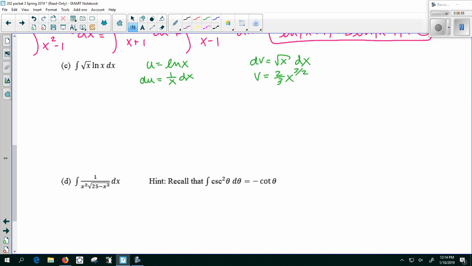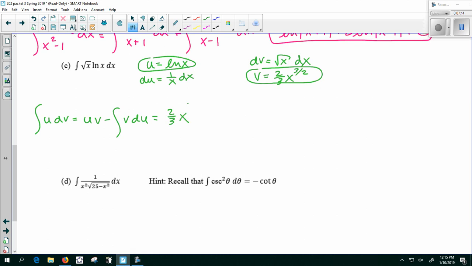All right, and then we just have to remember the formula for integrating by parts. The integral of u dv is equal to u times v minus the integral of v du. So I have 2/3 x to the 3/2 ln x, that's u times v, minus the integral of v times du. So v is 2/3 x to the 3/2, du is 1 over x dx.